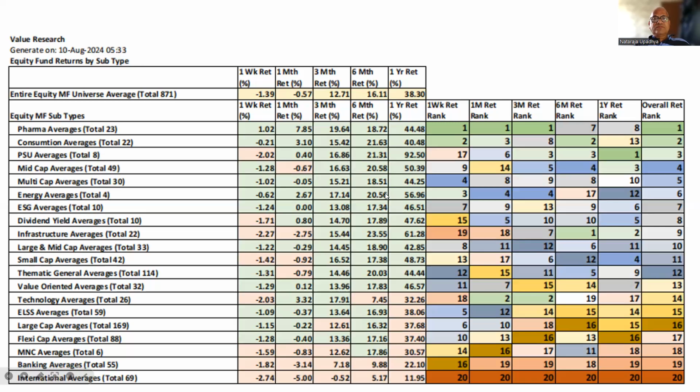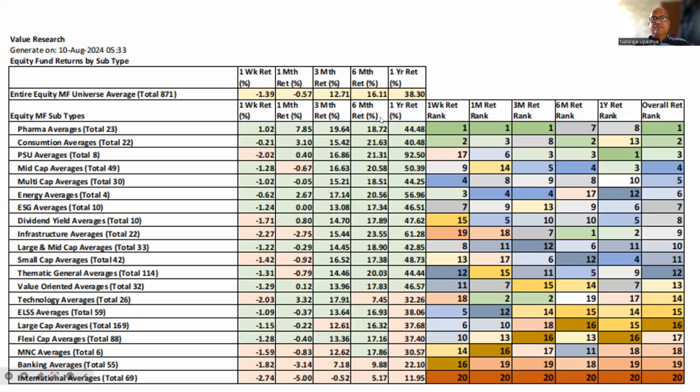The funds with more green are definitely more preferred, because they have done better than the overall equity average. As you go down the list, you see more red colors. That is because this table is organized by the overall performance of the funds across all the timelines.